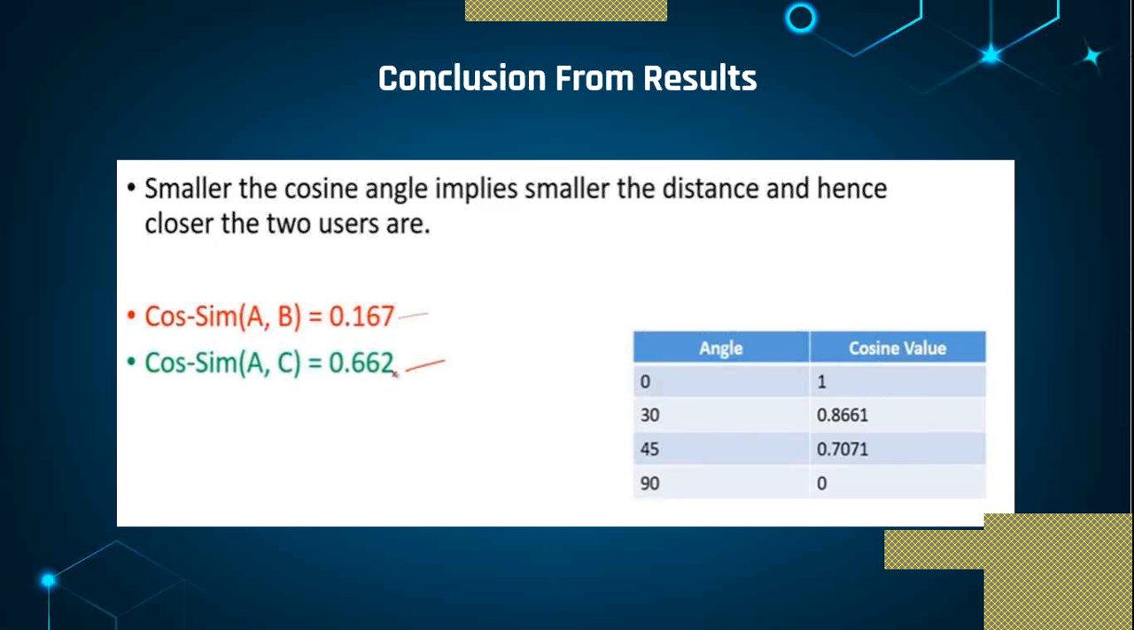And you can find that the cosine similarity between A and C is 0.662, and the cosine similarity between user A and B is 0.167. So the similarity between A and C is greater as compared to the similarity between A and B, that is 0.16. So here we can say that these two users have more similarity as compared to A and B. Okay, so this is the conclusion from our result.